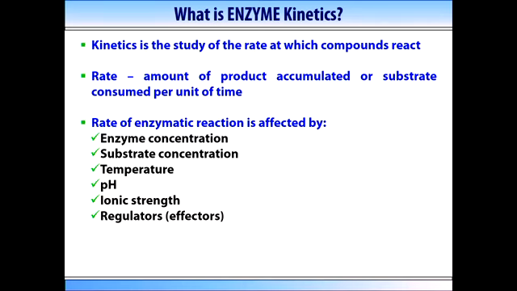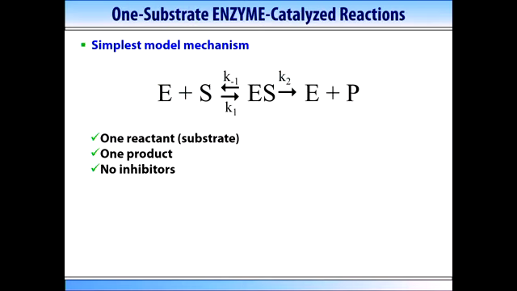Okay, so the simplest way to write down the chemical reaction catalyzed by enzymes would be to take as simple as possible a type of reaction, when there is one substrate. So not several substrates, but just one substrate that the enzyme acts upon. The enzyme plus substrate reversibly turns into the enzyme-substrate complex, which then decomposes to enzyme and product. Again, in this scheme we have only one reactant, one product, and no inhibitor. These are just some assumptions.